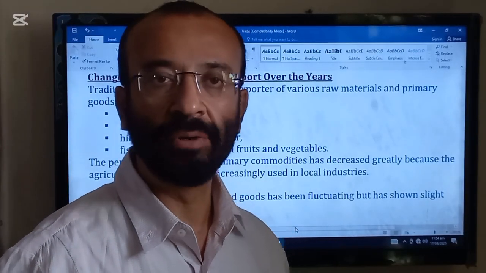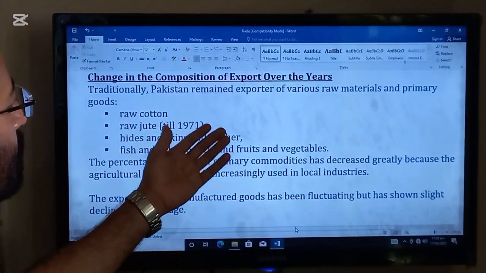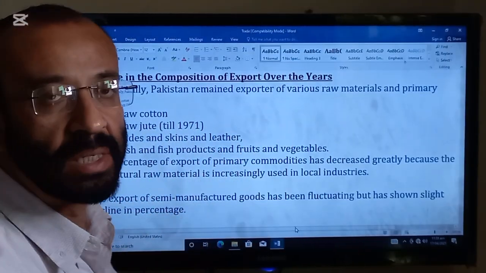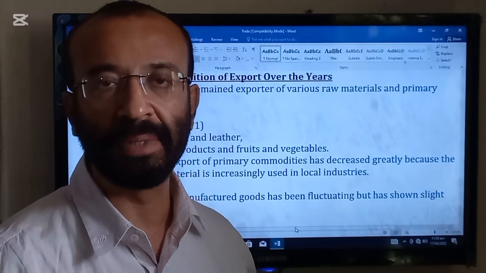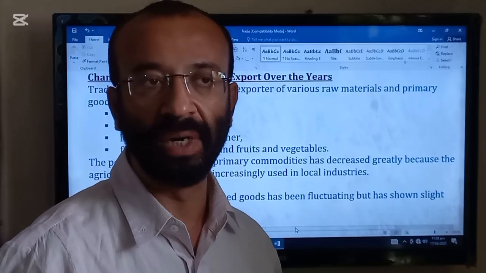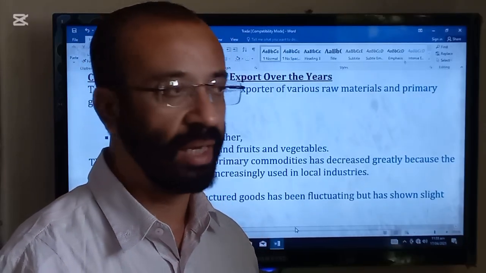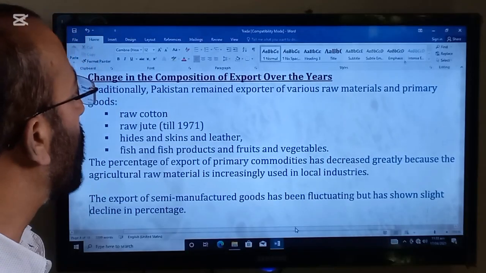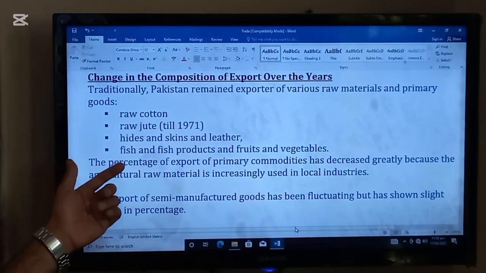The next point which we are going to read in the lecture is change in the composition of the exports over the years. As Pakistan is an agricultural country and not well developed in industry, we are exporting most of the products, that is raw material and agricultural products, to the rest of the world. So we are starting the topic.